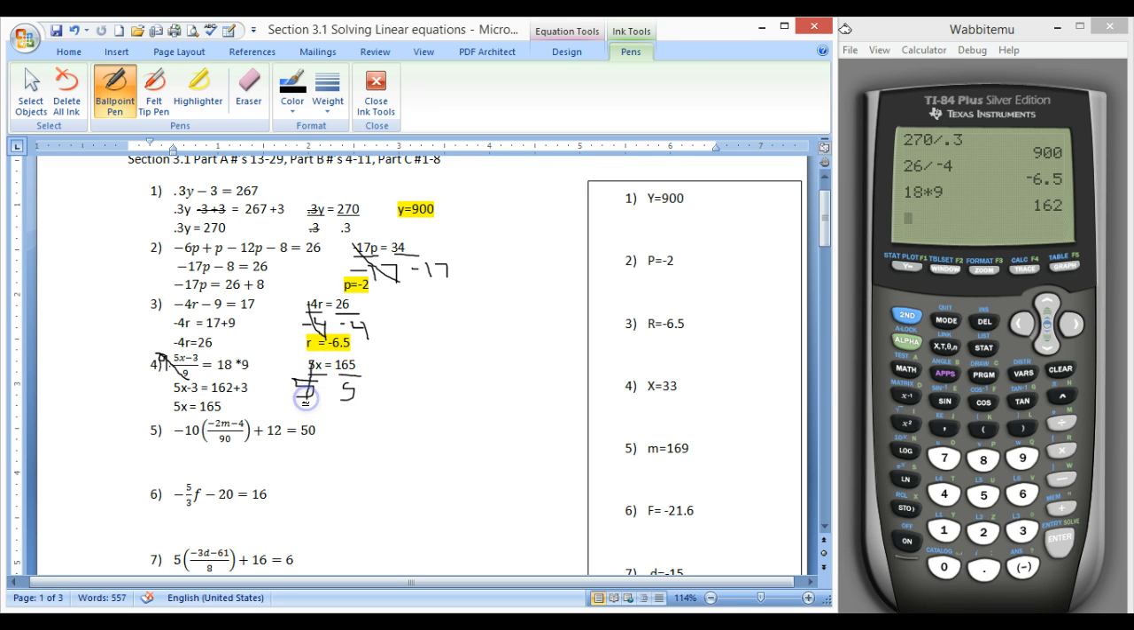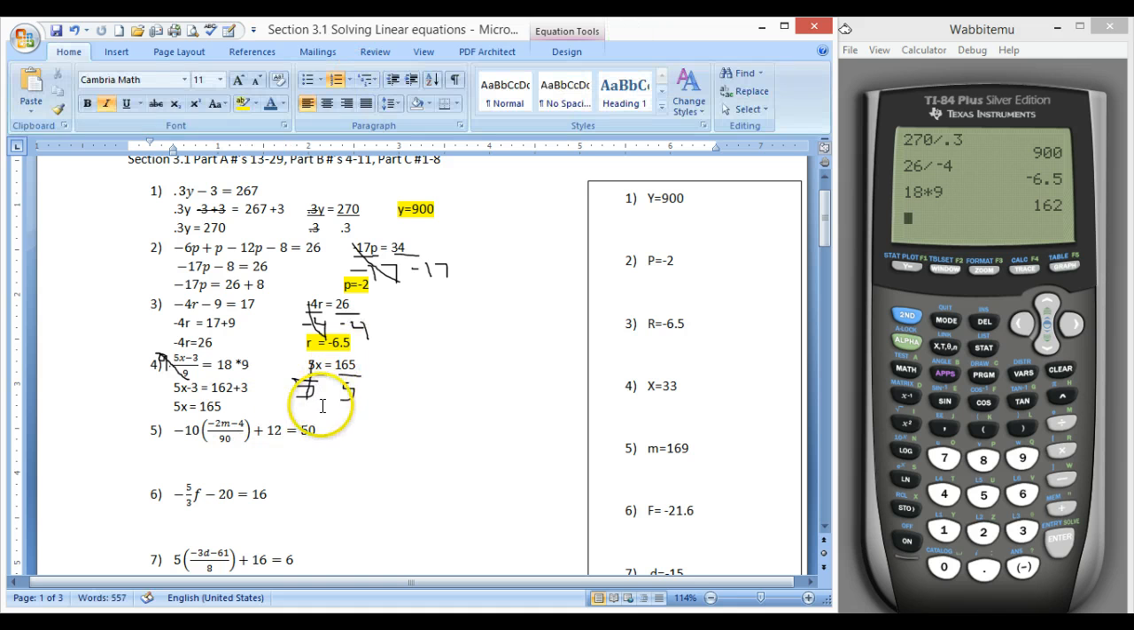5 divided by 5 cancels. So I'm left with only x. And then I have 165 divided by 5 gives me 33. All right, and that's our answer. Let's move to the next example.